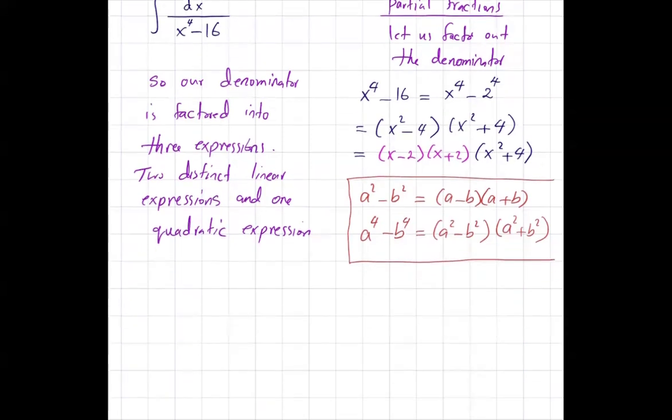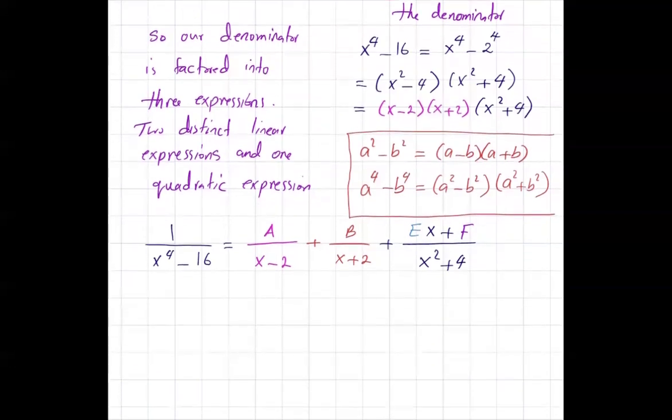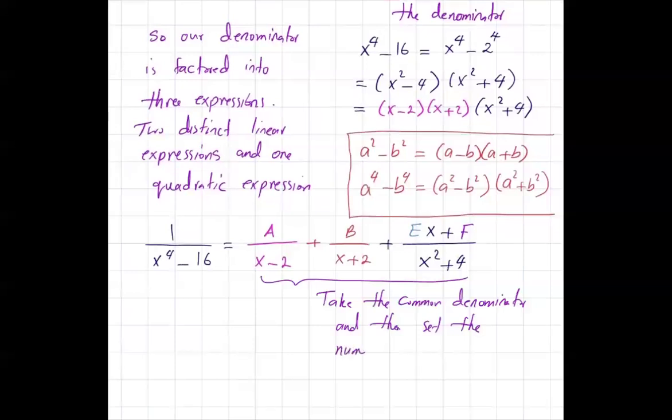So 1 divided by x to the power 4 minus 16 can be written as a divided by x minus 2 plus b divided by x plus 2 plus, now we need some more terms, ex plus f divided by x squared plus 4. Perfect. So take the common denominator on the right-hand side and set the numerators equal to each other.